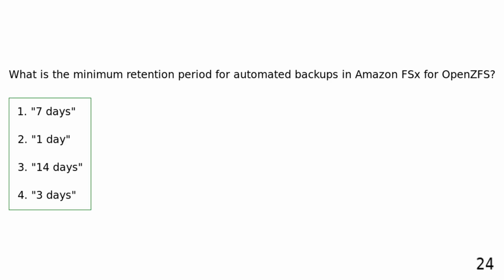What is the minimum retention period for automated backups in Amazon FSx for OpenZFS? 7 days. 1 day. 14 days. 3 days. The minimum retention period for automated backups in Amazon FSx for OpenZFS is 1 day.